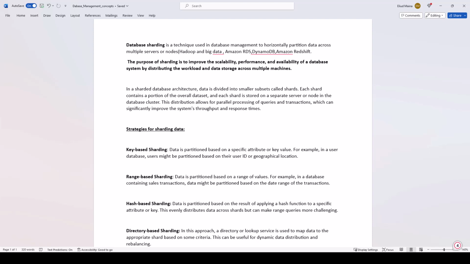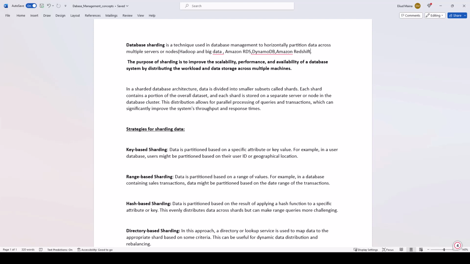So we have seen that in a sharded database architecture, data is divided into small subsets called shards. Each shard contains a portion of the overall data set, and each shard is stored on a separate server or node, depending on which technology you're using, whether a cloud solution or the Hadoop ecosystem. This design allows parallel processing of queries and transactions, which can significantly improve system throughput and response time.